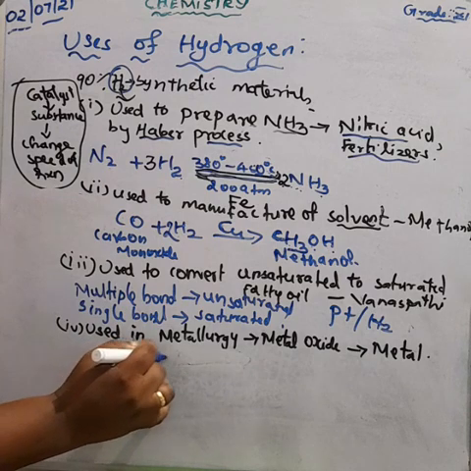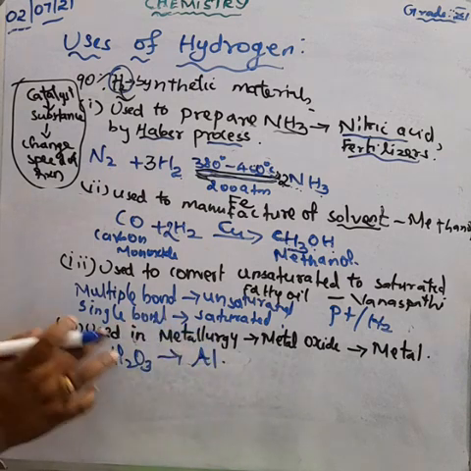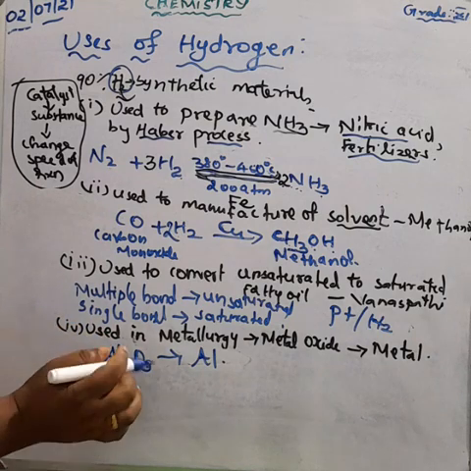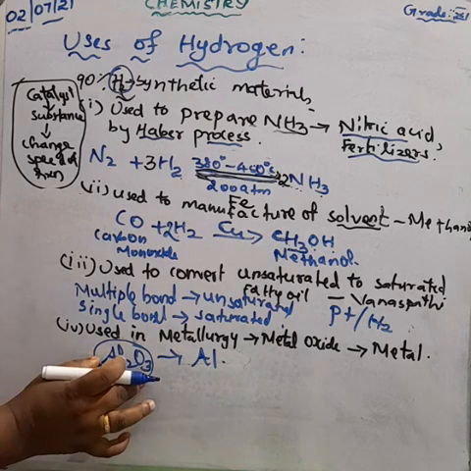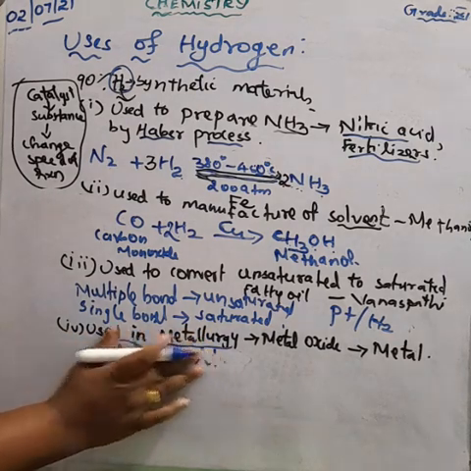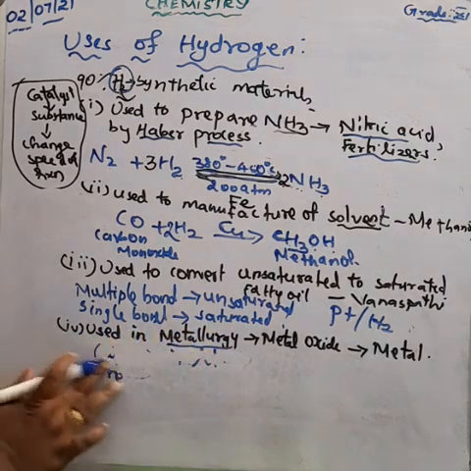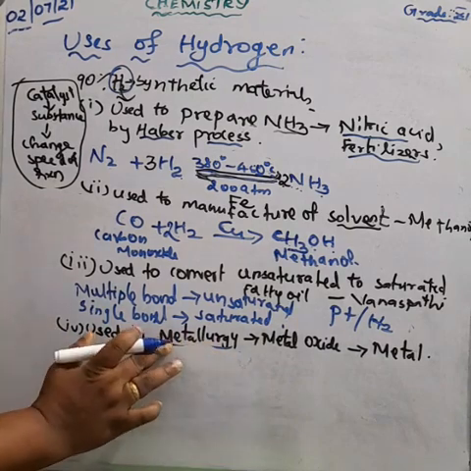We are getting the aluminium from the earth's crust. We get its ore, so we have to separate the metal from its ore. This is called metallurgy. In metallurgy, we can use hydrogen to reduce metal oxide to metal.